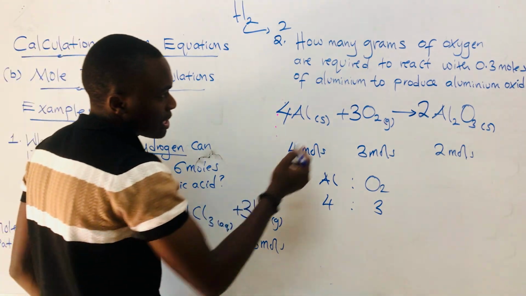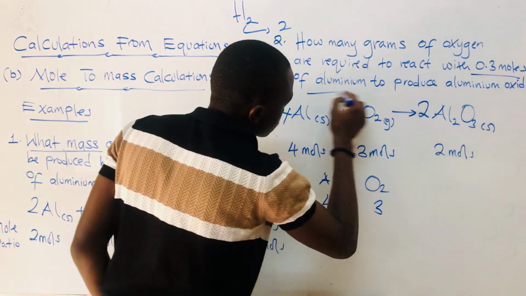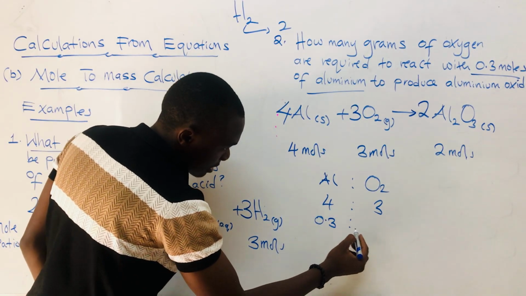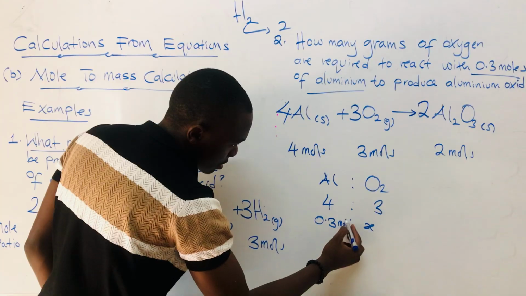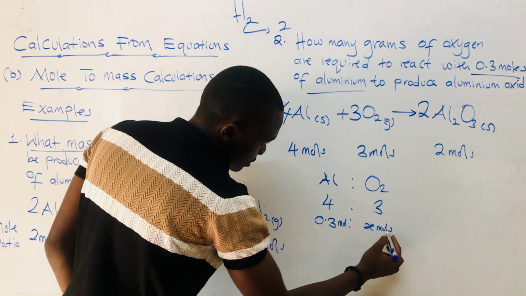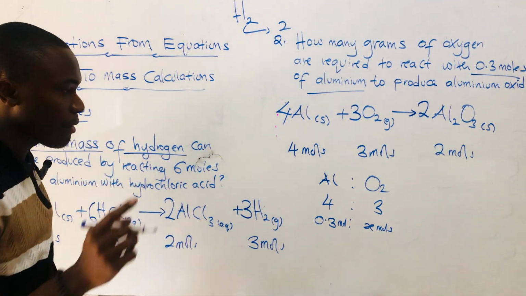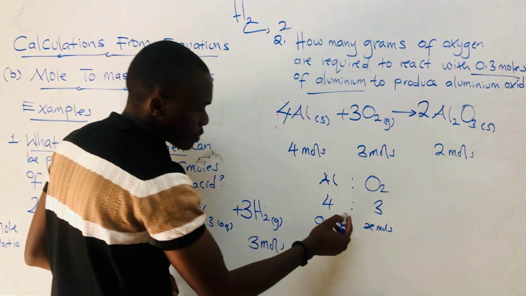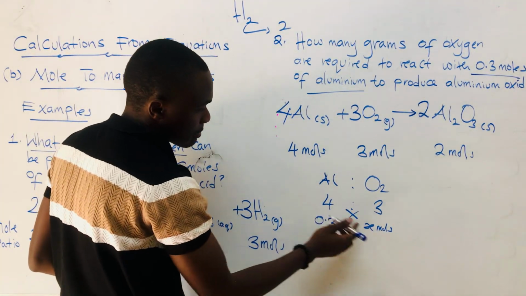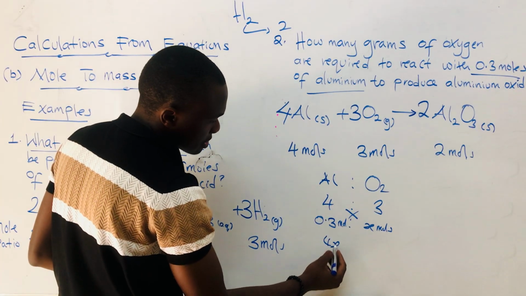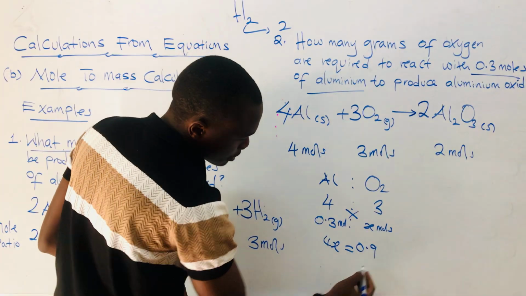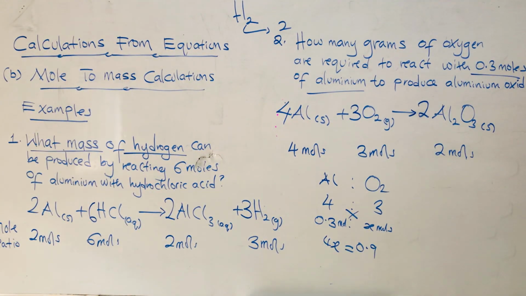How many moles of aluminium have been given? 0.3 moles of aluminium. So where there is aluminium, we put 0.3 moles. Then this side we say X moles. So, step number 1, we are calculating the number of moles of oxygen. So from here, we are going to cross multiply. 4 times X, we get 4X equals 0.3 times 3, should be 0.9. And then from there, we divide both sides by 4.